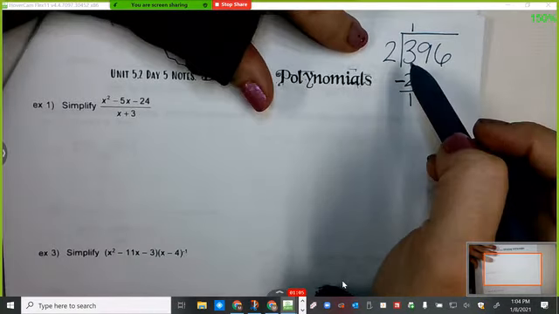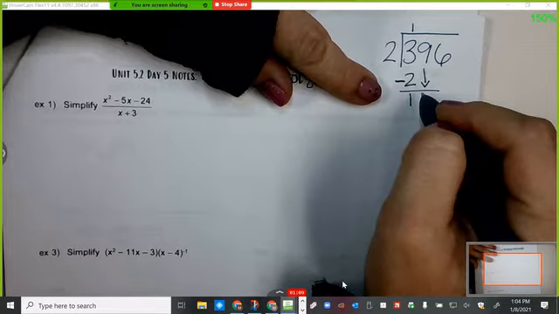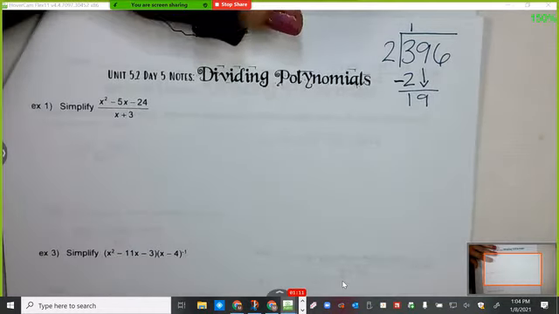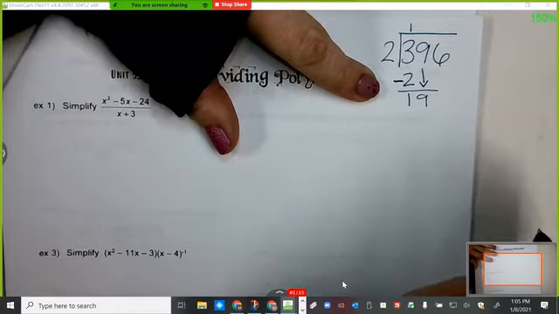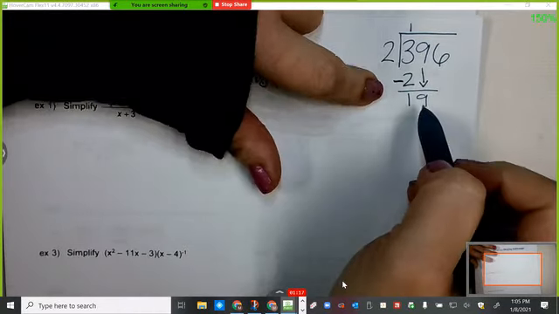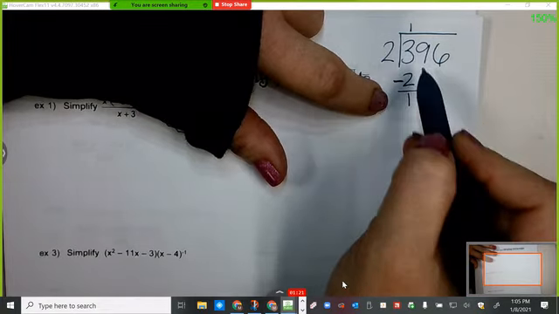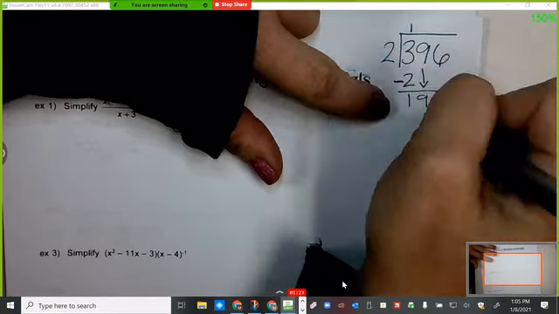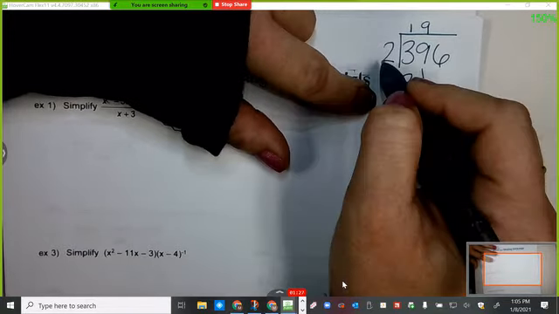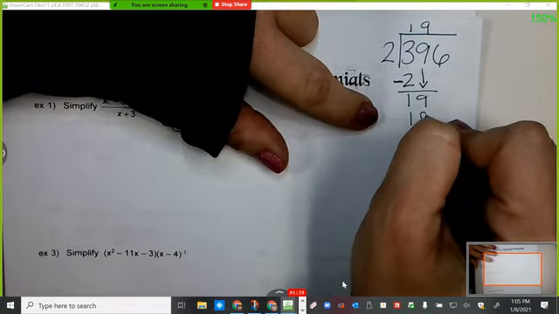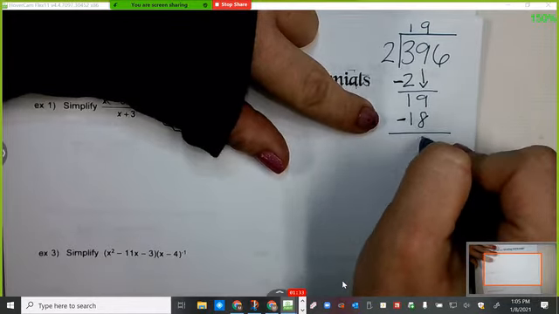Okay, then I bring down the 9 because 2 can't go into 1, right? Can 2 go into 19? Yes. Now I want you to realize too, we're paying attention to down here, not up here, right? Down here. 2 goes into 18 9 times. 2 times 9 is 18. What do we do? Subtract. Find our remainder of 1.